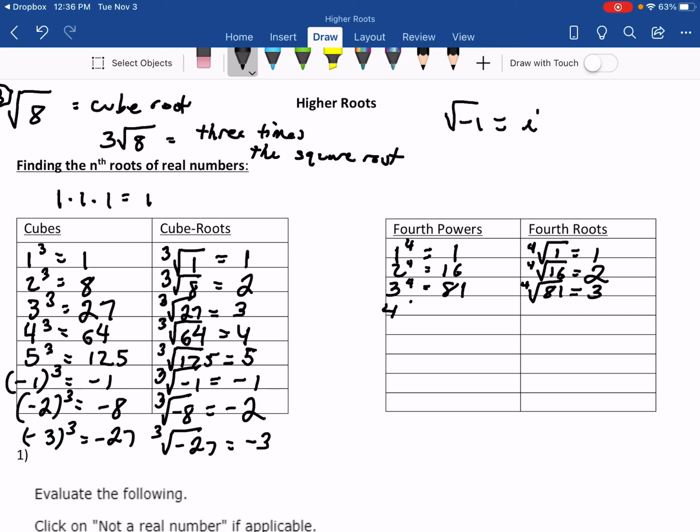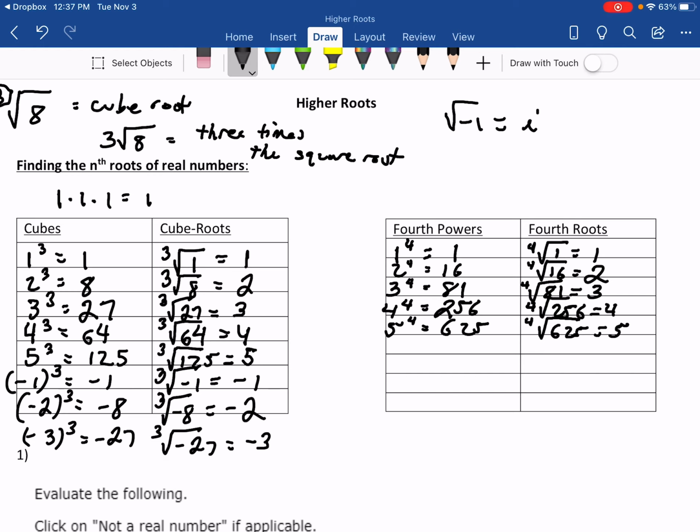Next one, 4 to the 4th. 4 times 4 is 16, times 4 is 64, times 1 more 4 is 256. So the fourth root of 256 is equal to 4. One more for the positives, 5 to the 4th. 5 times 5 is 25, times 5 is 125, times another 5 is 625. So the fourth root of 625 is equal to 5.